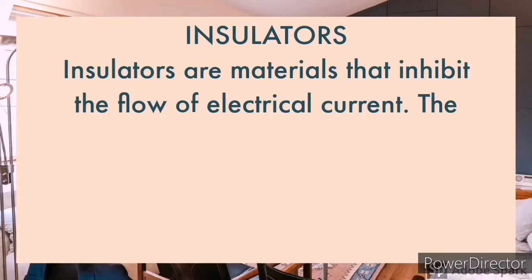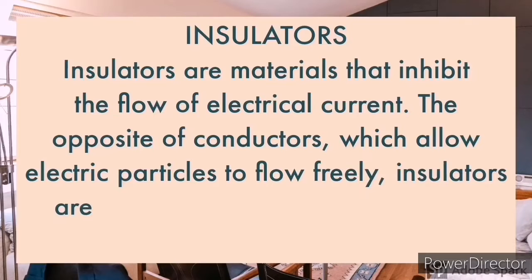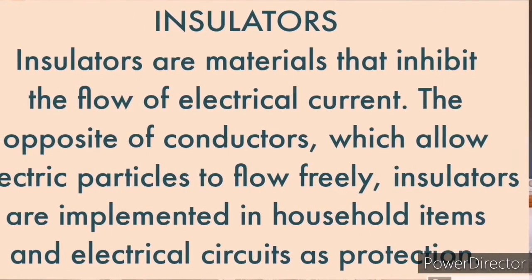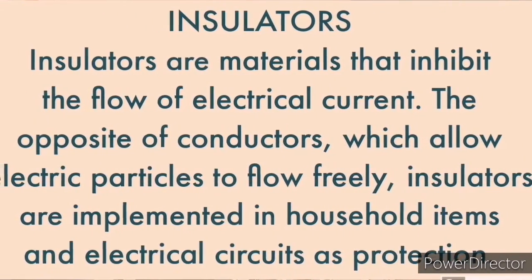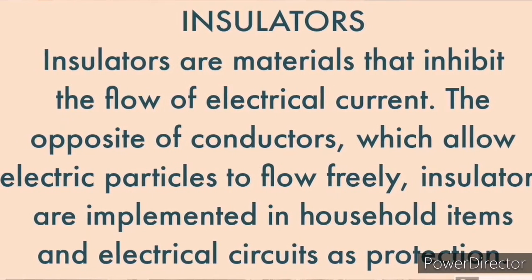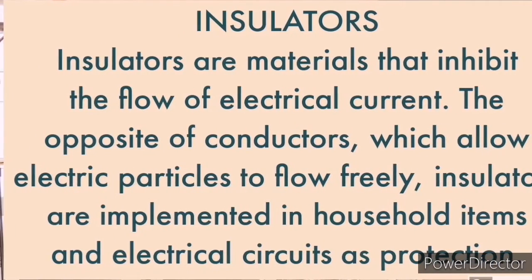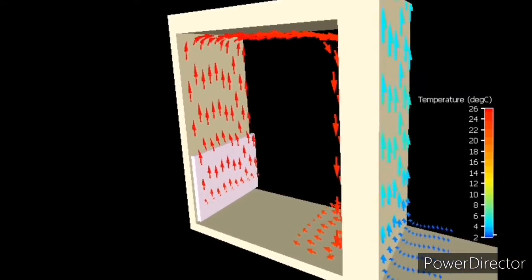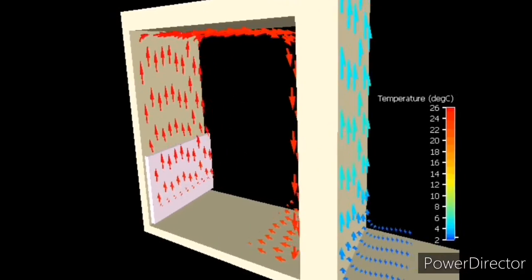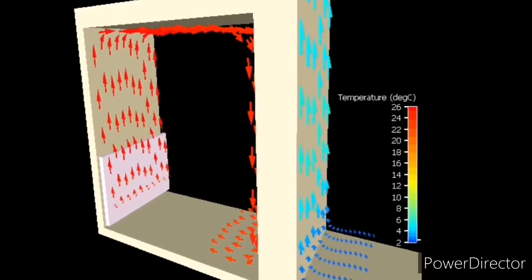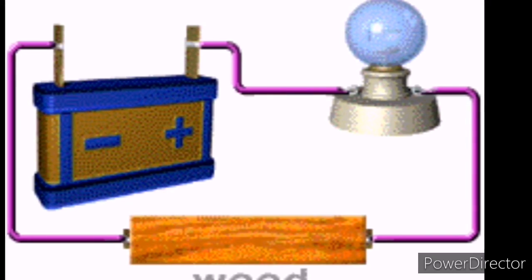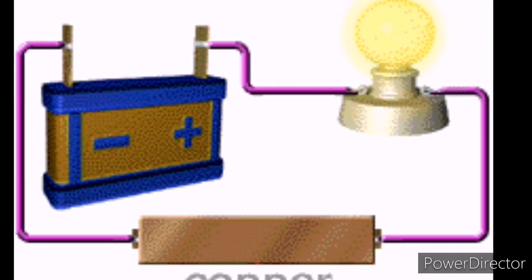Insulators are materials that inhibit the flow of electric current, the opposite of conductors, which allow electric particles to flow freely. Insulators are implemented in household items and electrical circuits as protection. Thermal insulation is similar, but it resists the flow of heat rather than electricity. Insulators possess a high resistivity and low conductivity.